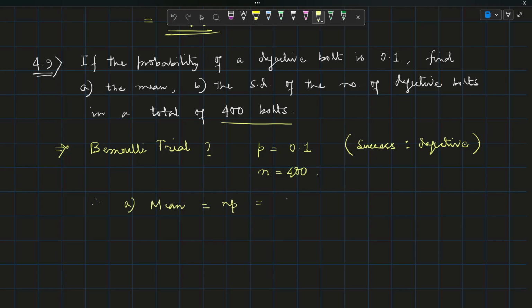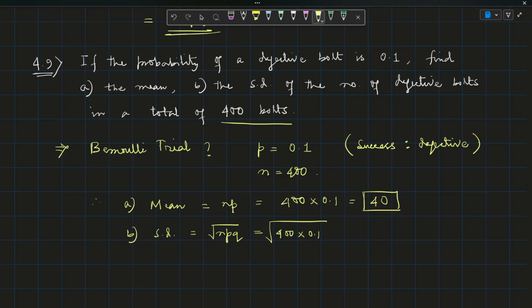So the mean is np. This is from the formula: 400 times 0.1 is 40. The standard deviation is the square root of the variance, which is the square root of npq, which is 400 times 0.1 times 0.9, and upon calculation we get root 36, or 6.